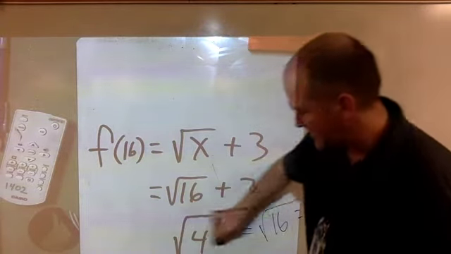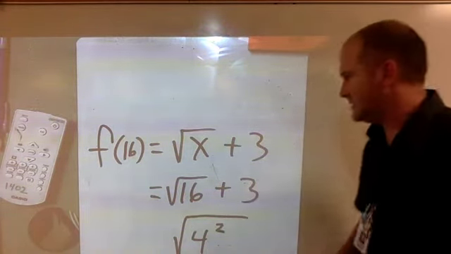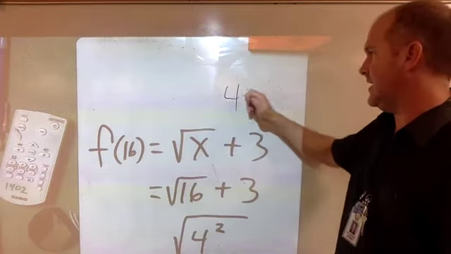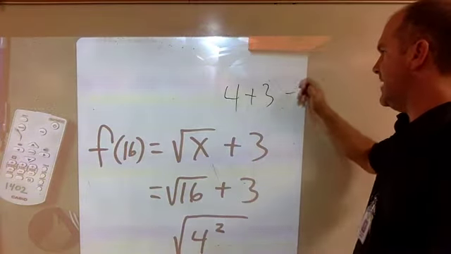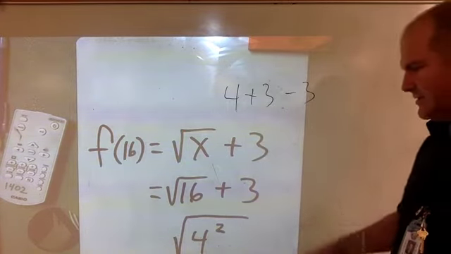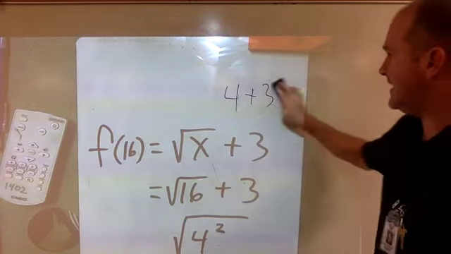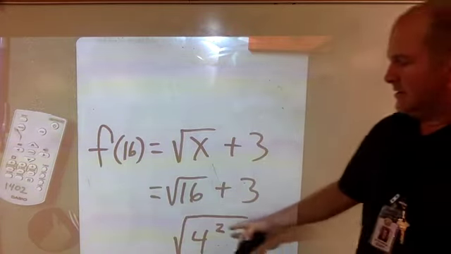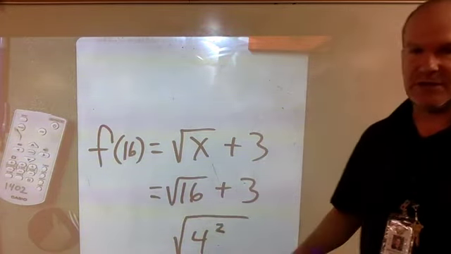It's kind of like addition and subtraction. Let's say you start out with the number 4 and you add 3 to it, and then you subtract 3. You're right back where you started. Adding and subtracting cancel each other out. Multiplying and dividing cancel each other out. Squares and square roots cancel each other out.